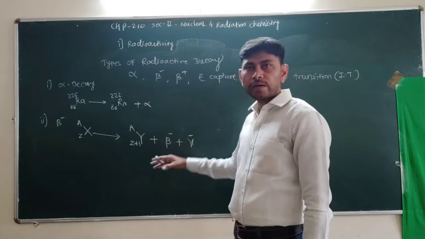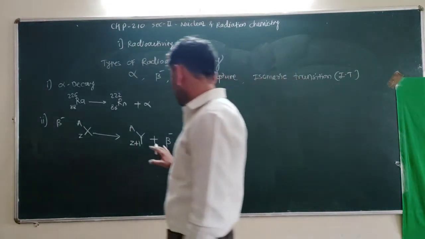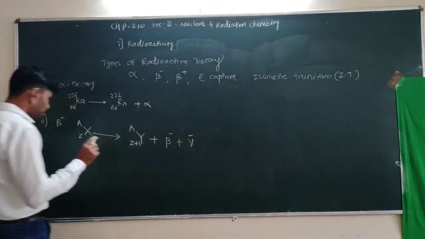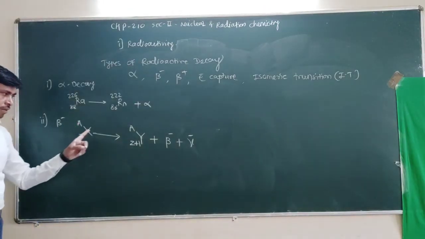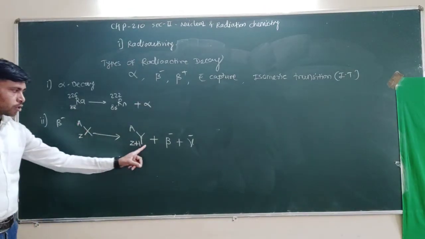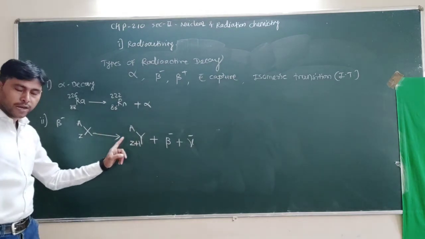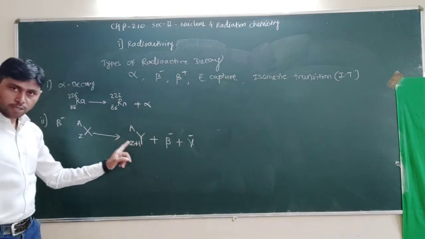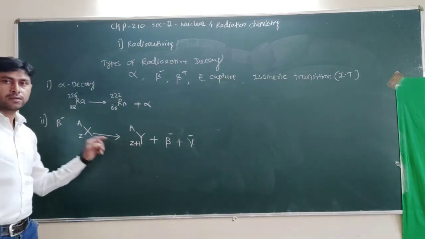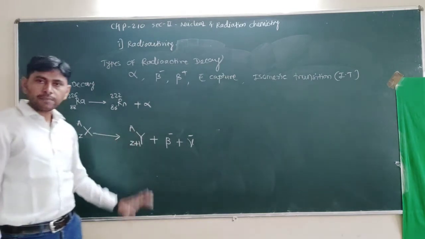These are nuclear particles associated with beta minus decay. So what happens in beta minus decay? This is the parent element, this is the daughter element. The atomic number of the daughter element is increased by 1 unit compared to the parent. So this is beta minus decay.